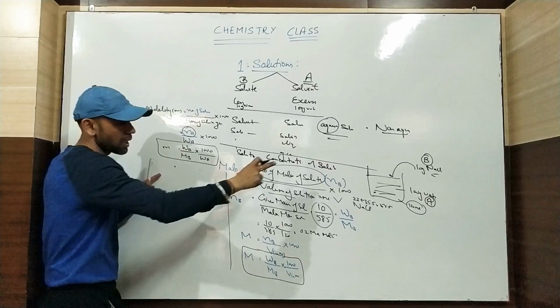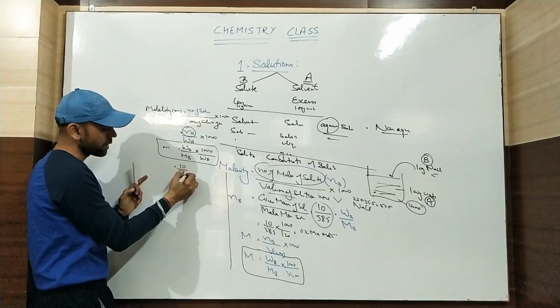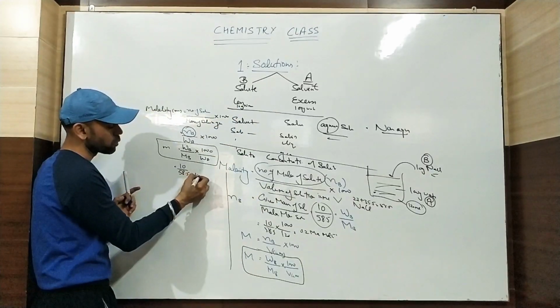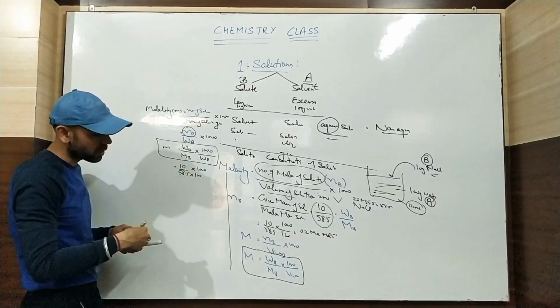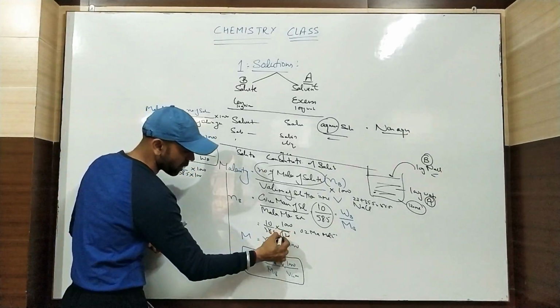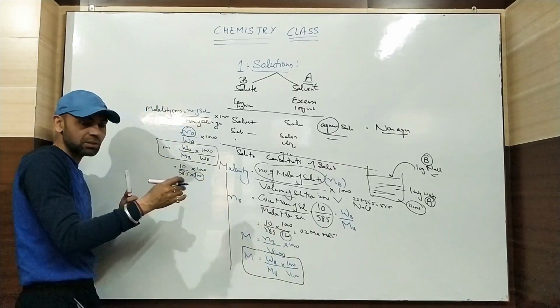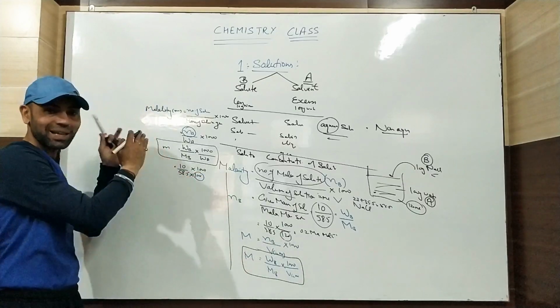If in this case I take the data, the given mass of solute was 10 grams, molar mass was 58.5, and the weight of solvent is 100 grams. So that is the difference, 100 grams into 1000. Here we are putting the mass of the solvent, not the volume of solution. That is the major difference between small m and capital M.